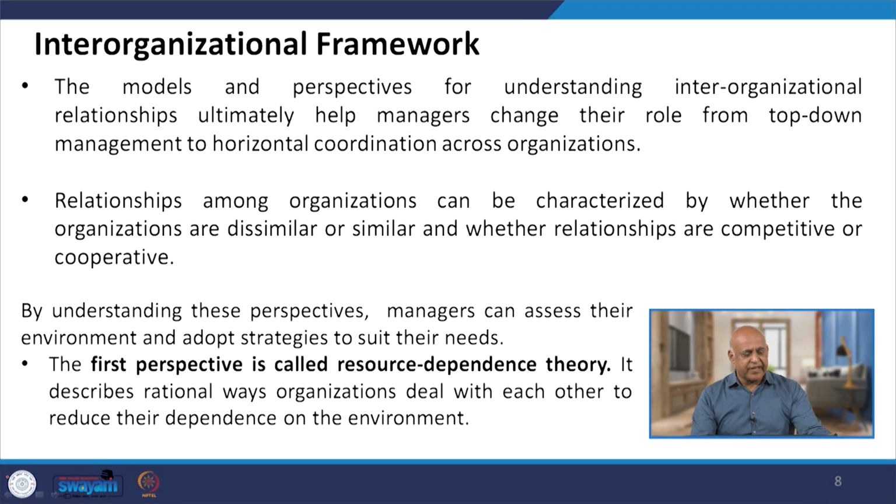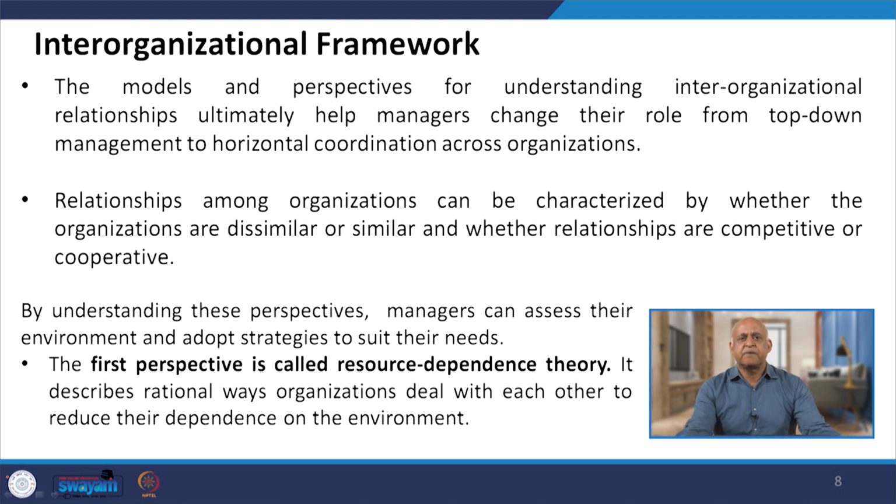Now, the interorganizational framework. The models and perspectives for understanding interorganizational relationships ultimately help managers change their role from top-down management to horizontal coordination across the organization. Their role is not top-down management, but rather horizontal coordination. This relationship among organizations can be characterized by whether the organizations are dissimilar or similar, and whether relationships are competitive or cooperative. So, this is to be decided: what type of relationship the organization prefers and is having.